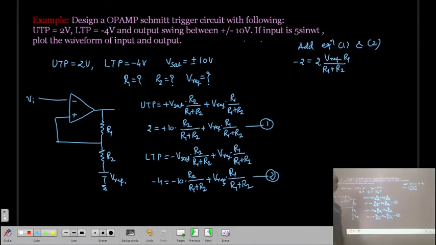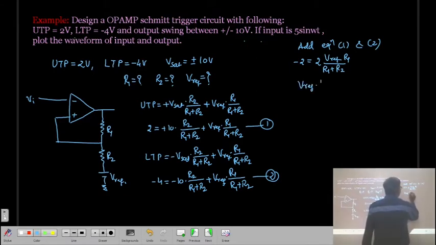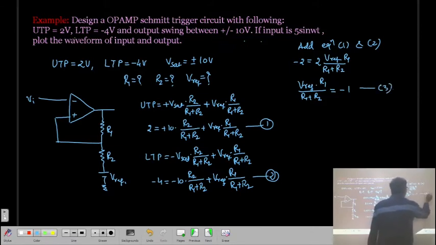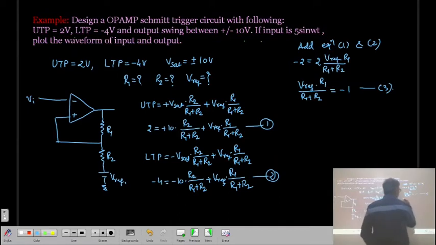So, here you will get one of the relations: V reference into R1 divided by R1 plus R2 will be equal to minus 1. You can call this equation number 3. Now subtract equation 1 and 2.